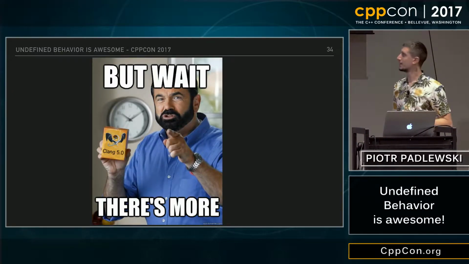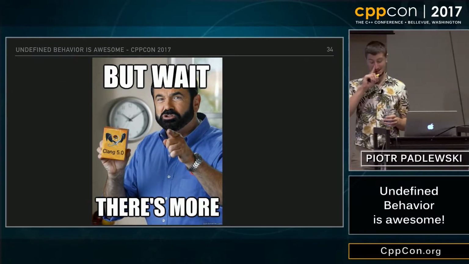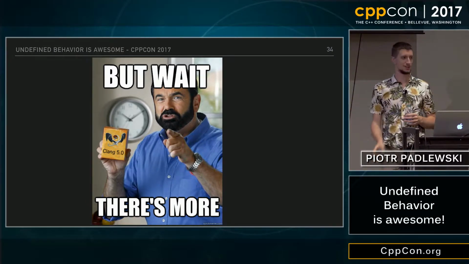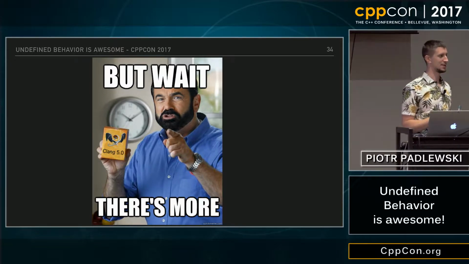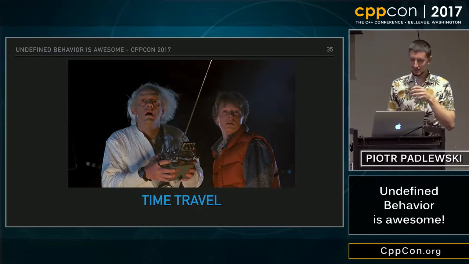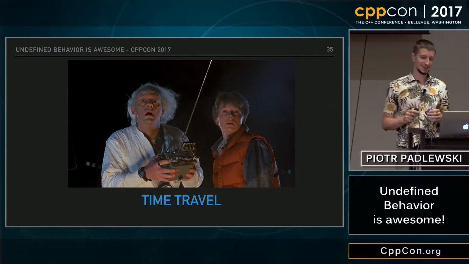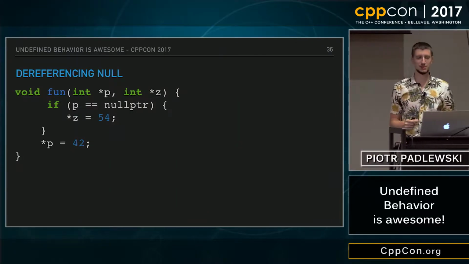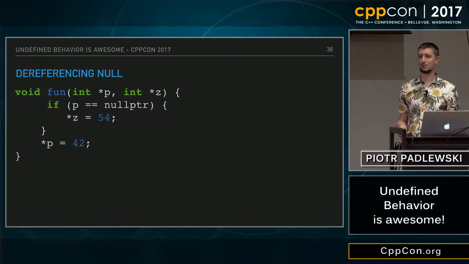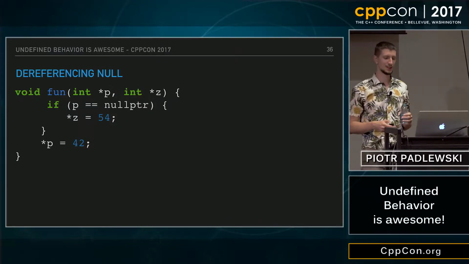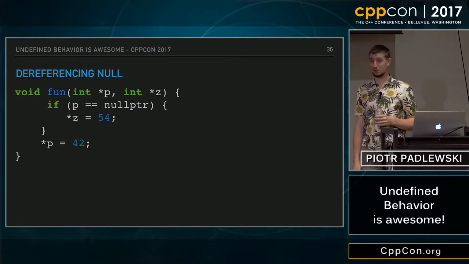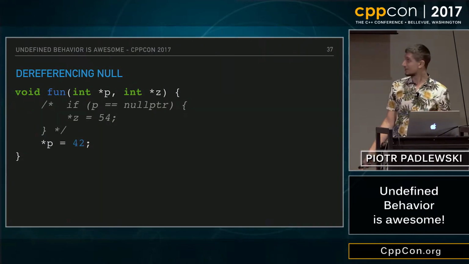But wait, there is more, because what is better than removing your code forward, right? Who knows what I am talking about right now? Any guesses? Time travel. So let's move the check above. We first check if p is a null pointer, and then we do some things, and then we do the dereference. If the compiler is smart enough, it can actually do this.